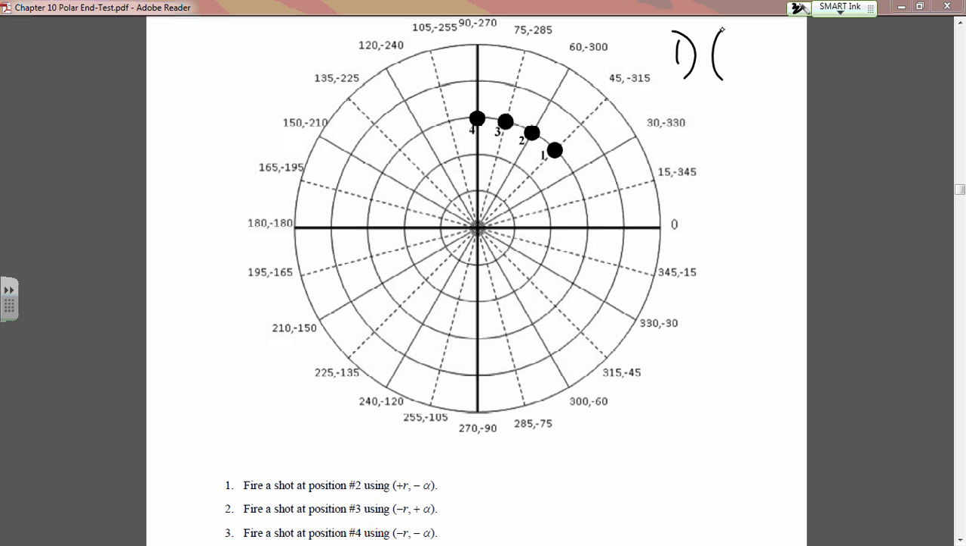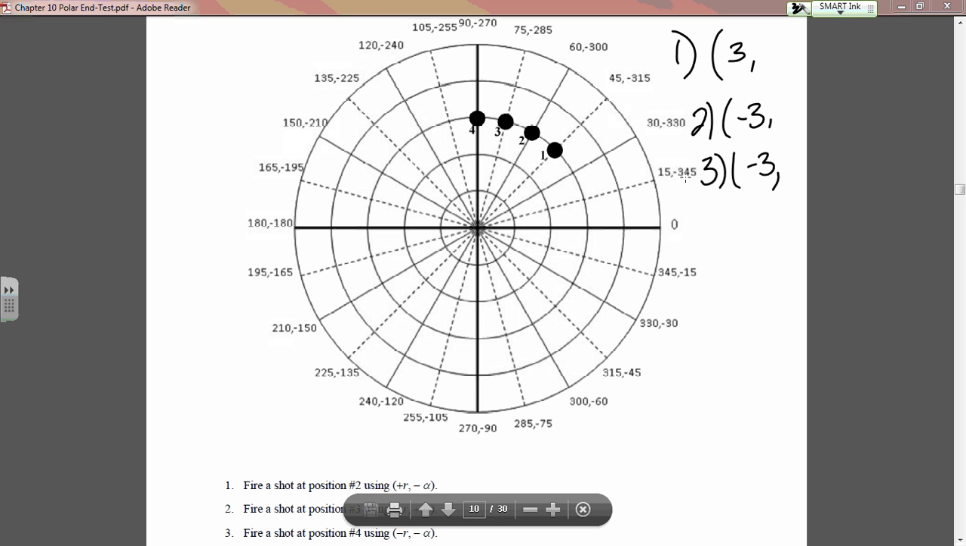So number 1, we know for a positive radius it's going to be 3. And for a negative radius it's going to be negative 3. So we can go ahead and write the first 3 of them with the radius for each one. Since number 1 wants a positive radius, it's going to be positive 3. Numbers 2 and 3 want a negative radius, so they're going to be negative 3. Now, we need a negative angle.